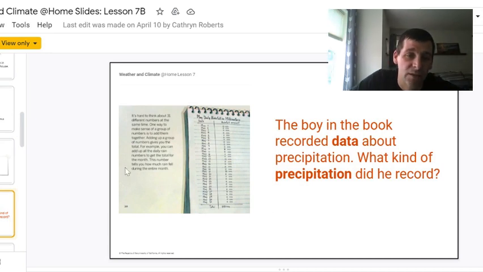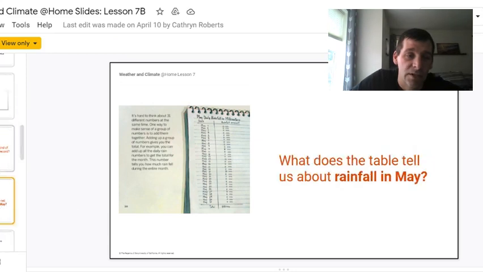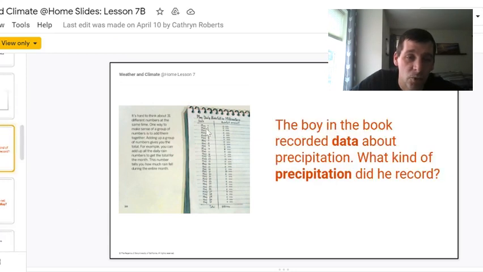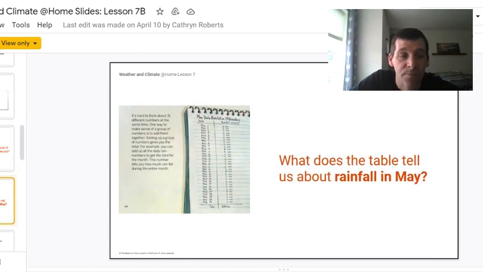If I were to look back at it, what type of precipitation did he record? That's right. He looked over here and he was recording rainfall, right? How much rainfall there was. Not snow, because it was May. Wasn't doing hail or sleet. He was talking about rainfall, right?